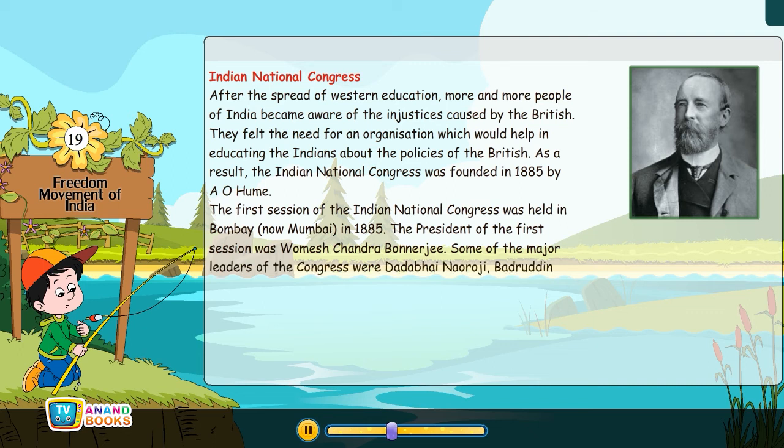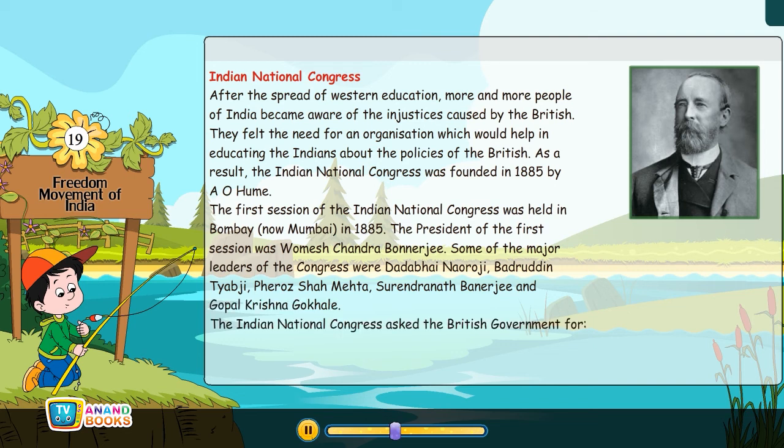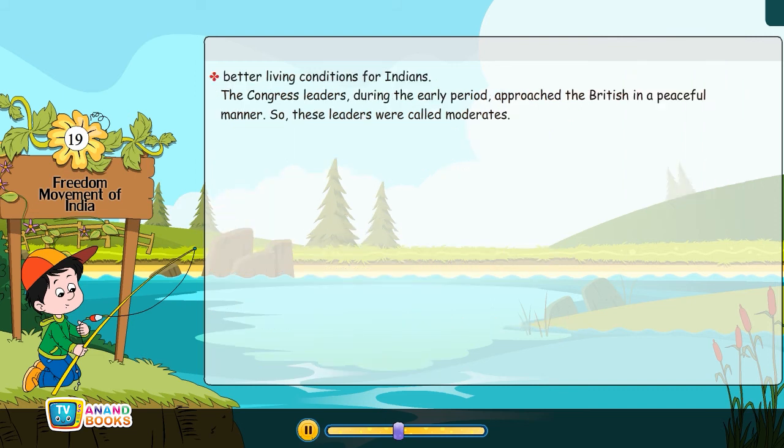Some of the major leaders of the Congress were Dada Bhai Naoroji, Badruddin Tyabji, Firoz Shah Mehta, Surendranath Banerjee, and Gopal Krishna Gokhale. The Indian National Congress asked the British government for better policies for Indians, employment for Indians in government jobs, and better living conditions for Indians. The Congress leaders during the early period approached the British in a peaceful manner, so these leaders were called moderates.